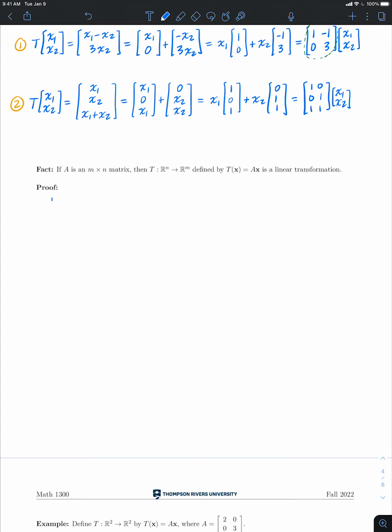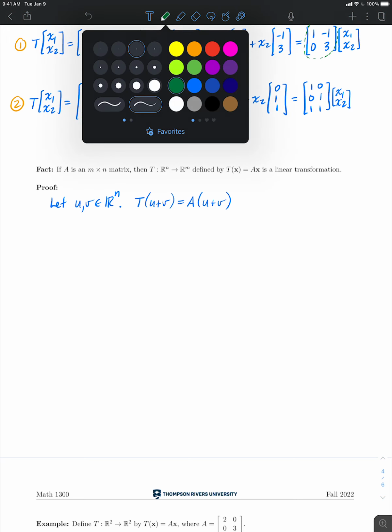So let's start by letting u and v be in Rn. Turns out I don't even need to write down coordinates this time. Let's write down T of u plus v. Well, what's T of u plus v? It's A times u plus v. That's the way this transformation T was defined. If you want to figure out what an output vector is, just multiply your input vector by the matrix A. So that brings us here.